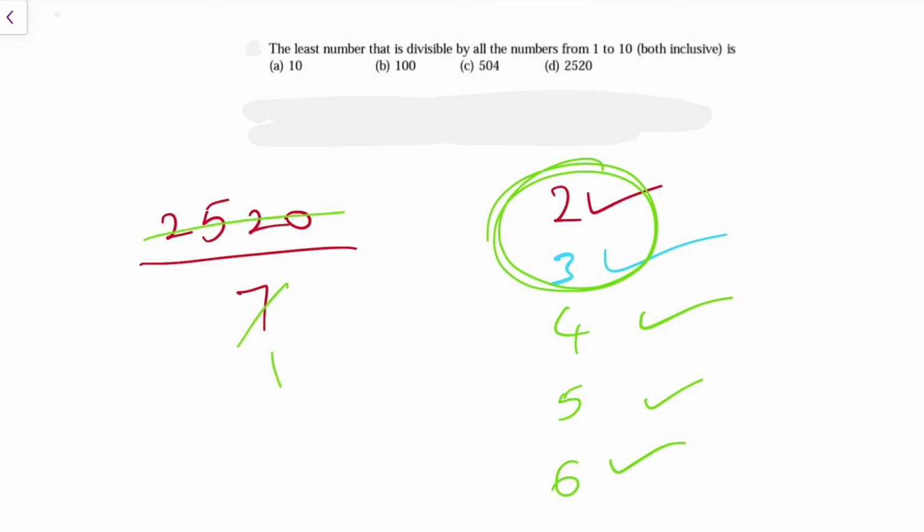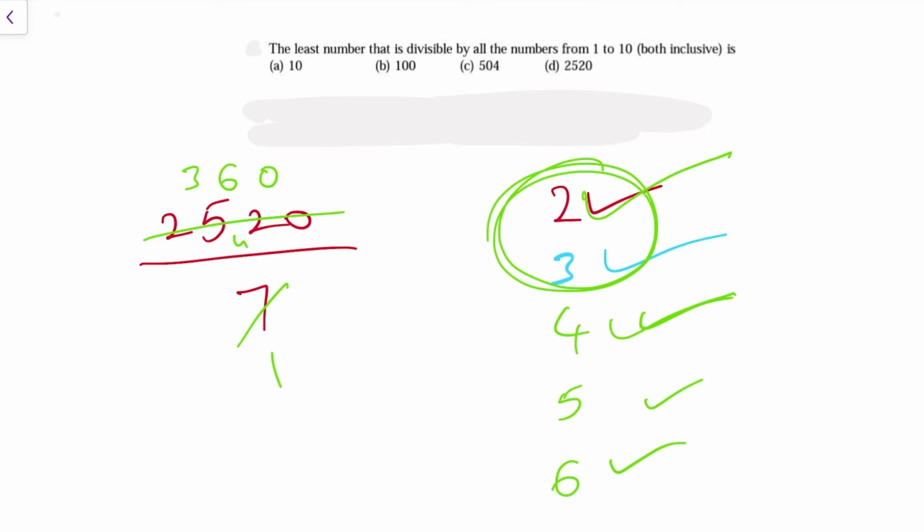7 times 1, 7 3s are 21, 4 remains, so 7 6s are 42 and 0 as usual. Yes, it is divisible by 7. Next, it is being divisible by 2 and 4, so definitely it will be divisible by 8 also. Next, 9, sum of the digits is 9, so it is divisible by 9 also. Next, 10, last digit is 0, then definitely it is divisible by 10 also.